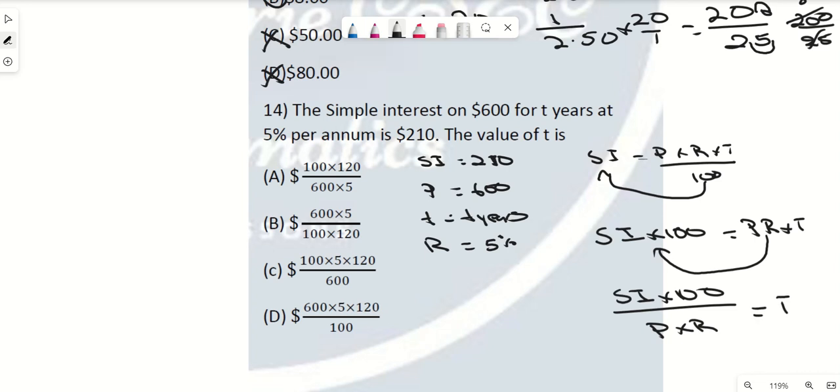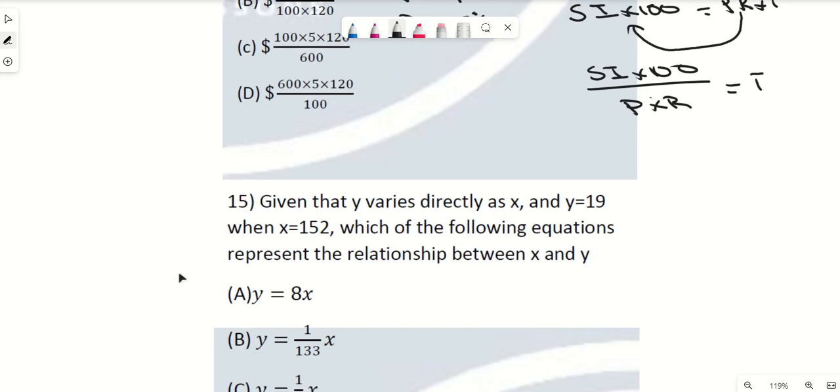And you just put in simple interest, which is 210. Is it 210? I'm seeing this is probably not 210. This is probably 120. So you're looking for 100 multiplied by 120 on top. So the only option you're seeing here is E. So A is your answer. 100 by 120 all over your principal, which is 600 multiplied by 5. So A is your answer for this one.